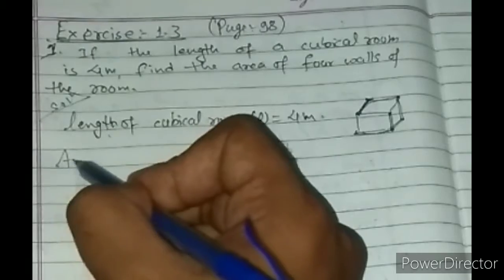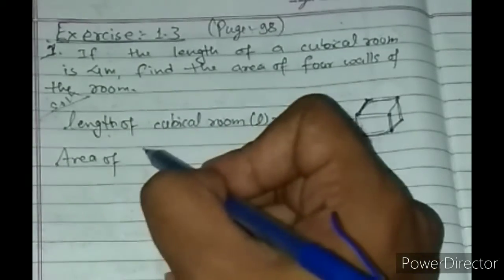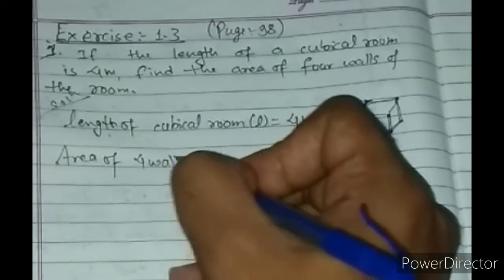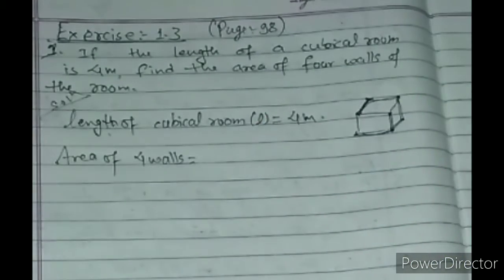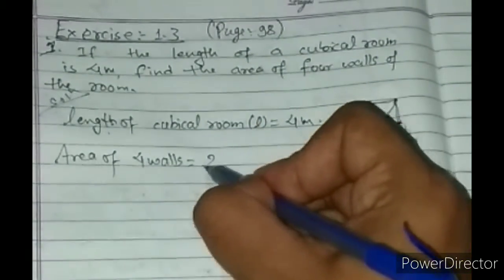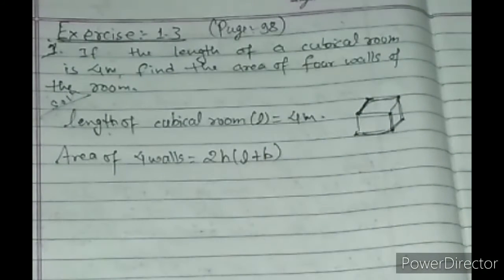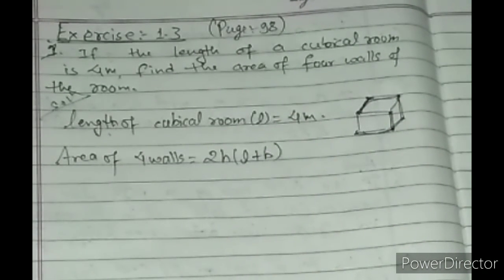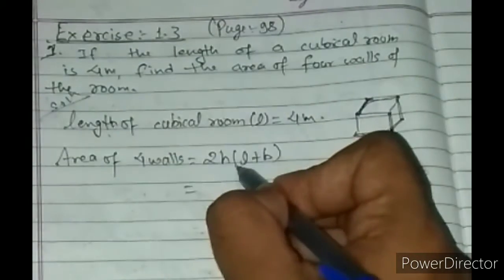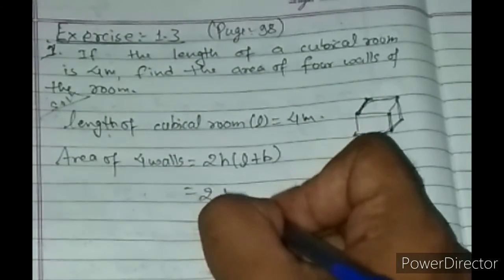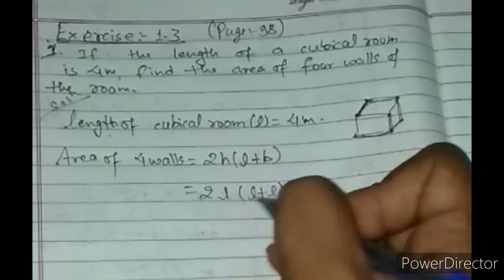To find the area of 4 walls, actually what is the formula of area of 4 walls? 2H(L plus B). But in the case of a cubical room, H, L, B are all the same, so 2L, L plus L we can write.